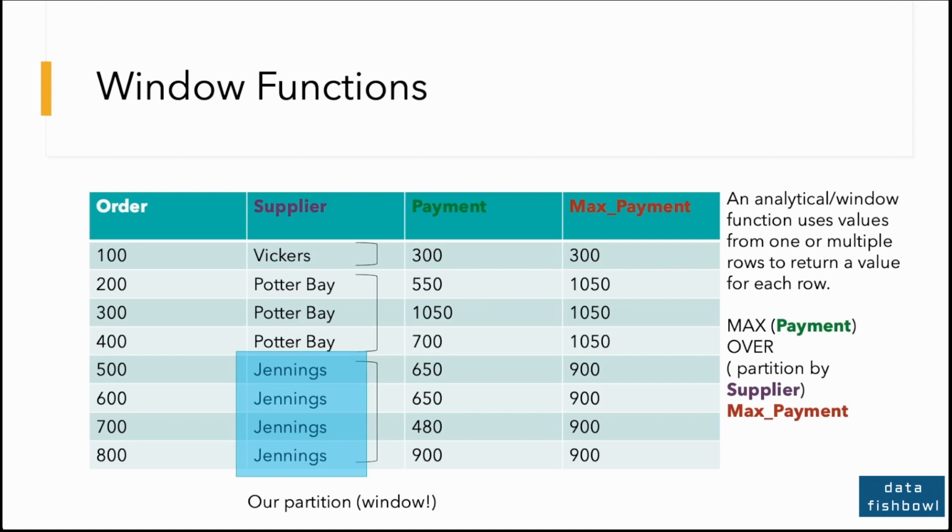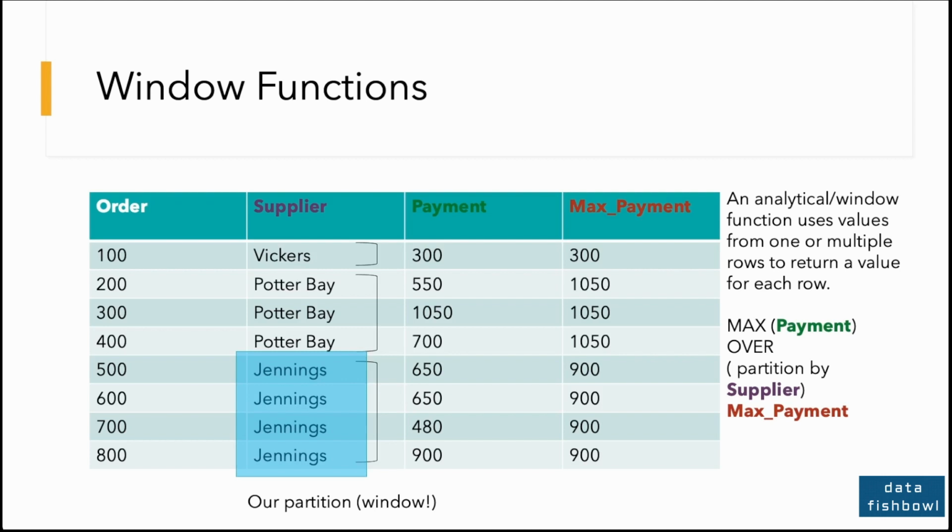Similarly, when we look at Jennings, we see there are four payments there, two for 650 each, one for 480, and a final one for 900. So 900 is the largest check payment that's been made to that particular supplier. And for that partition or window, we declare that max payment next to every single record. And that allows us to do some very interesting analysis on the data. As we're looking at every single record, we're able to compare it to the largest amount that's ever been made for that particular partition or window of data.